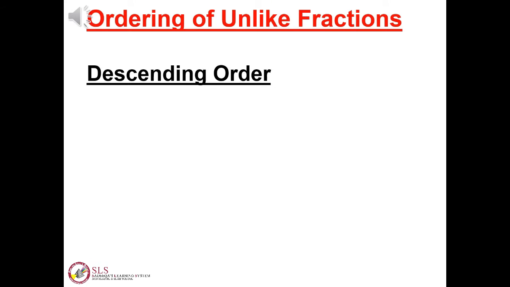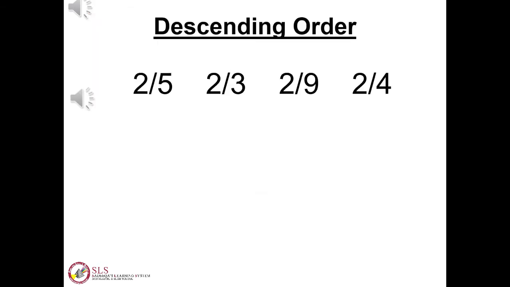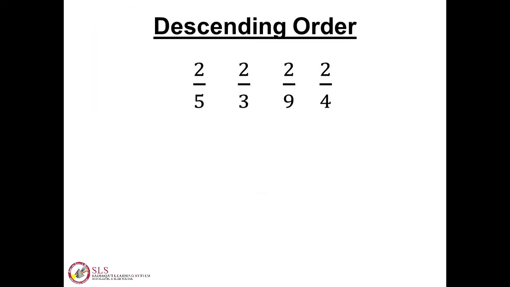Ordering of unlike fractions. Descending order. Descending order means arranging fractions from the greatest to the smallest. In descending order, we write the greatest number first and then the smallest number. For example, fractions are 2 by 5, 2 by 3, 2 by 9 and 2 by 4. Let's arrange these fractions in descending order.